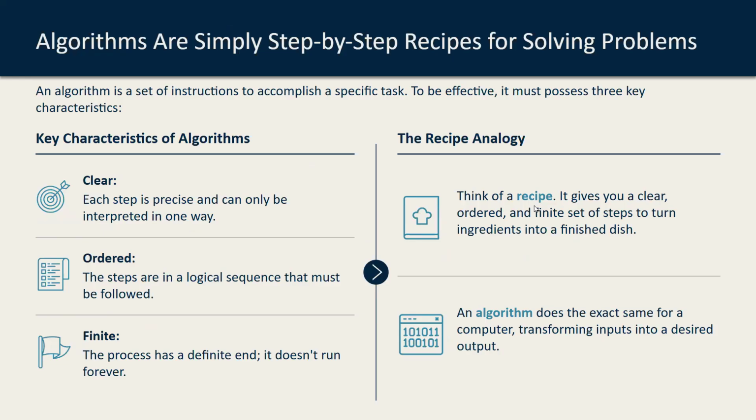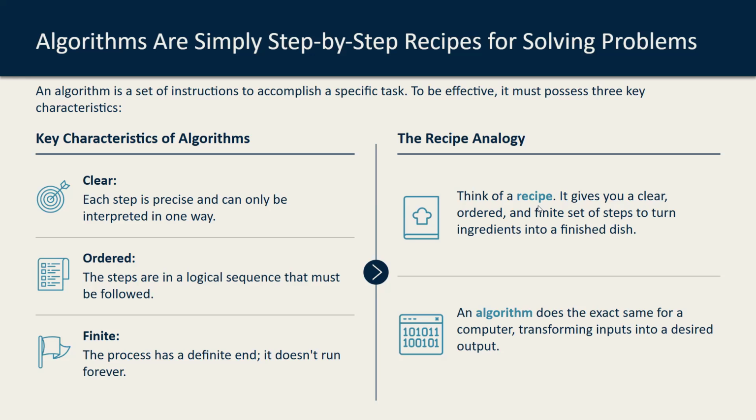So first, let's understand what an algorithm is. An algorithm is nothing but a simple set of instructions that are used to accomplish a specific task. To be effective, it must possess three key characteristics. The easiest way to think about algorithms is like a recipe. A recipe gives you clear, ordered, and finite steps to turn ingredients into a finished dish. And an algorithm works the same way for a computer.